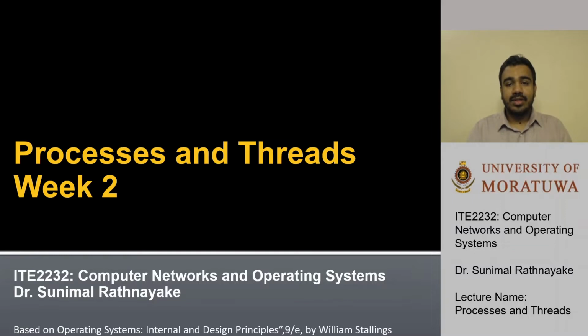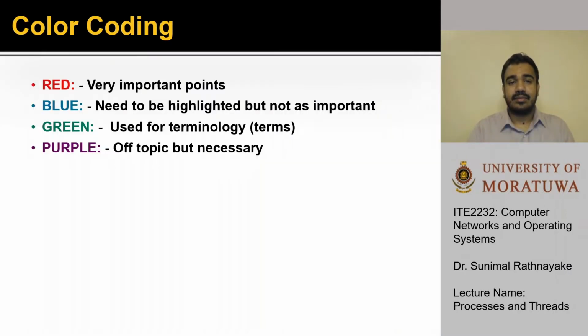Last week we discussed an overview of the operating system, when we talked about the major components of the operating system and major responsibilities of the operating system. In this lecture, we will discuss another important topic of operating systems, which is about processes and threads. As usual, we'll be using the color coding system to highlight important points.